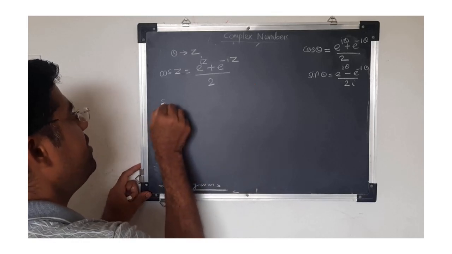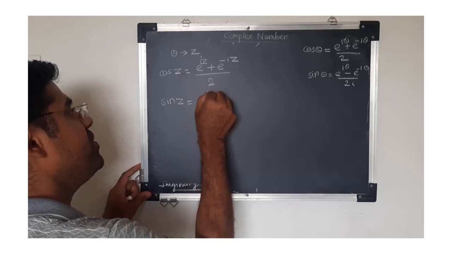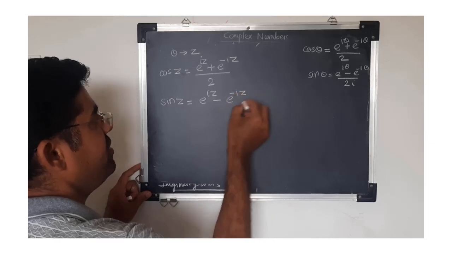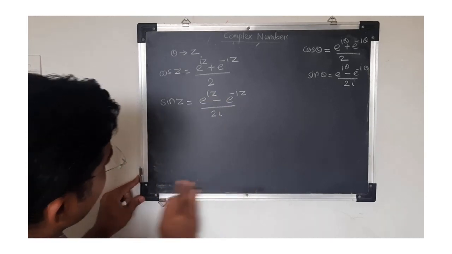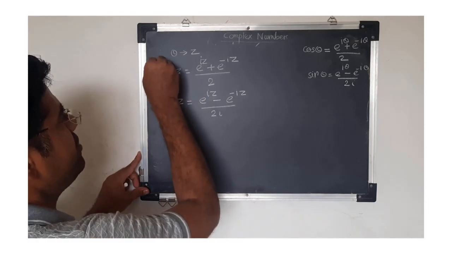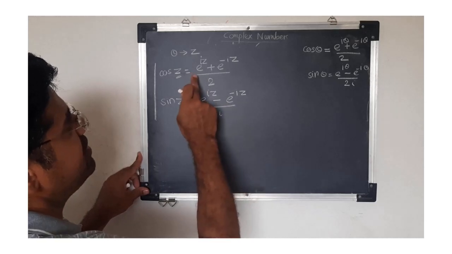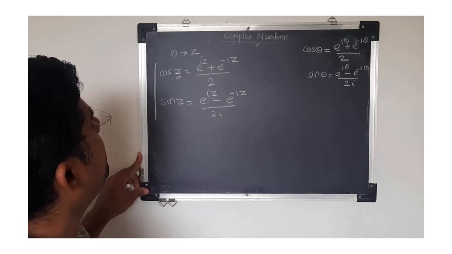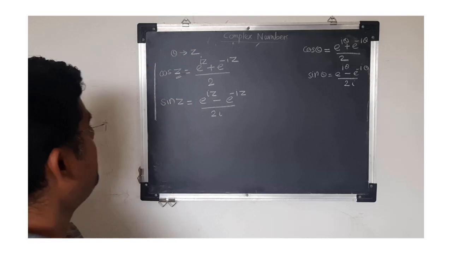In case of the sine of z, which is nothing but e raised to iz minus e raised to minus iz divided by twice of i. Okay, so in this case we'll see one problem. In case of the trigonometric function of complex number z, theta is simply replaced with your z. Now my theta changes to a function, and that is your complex variable.